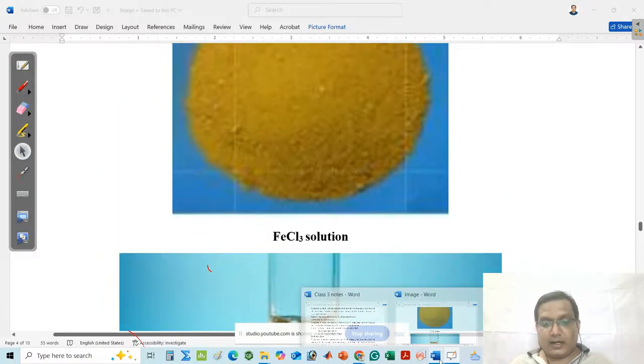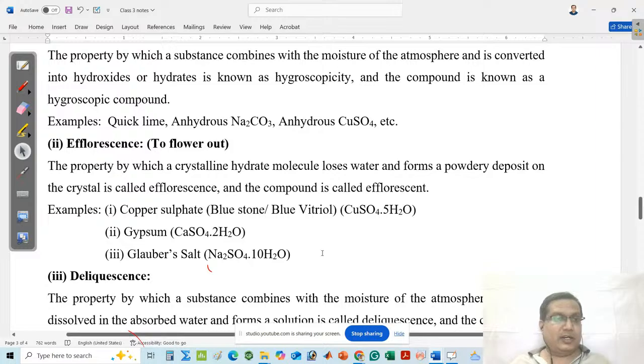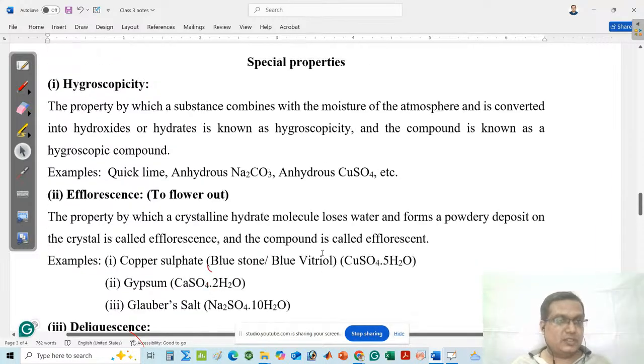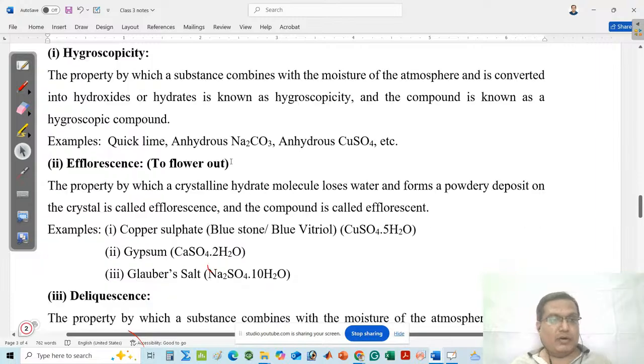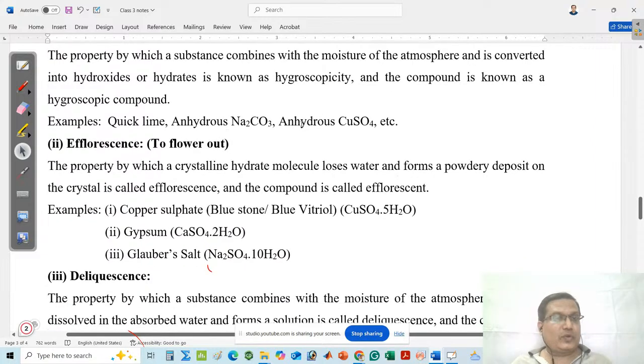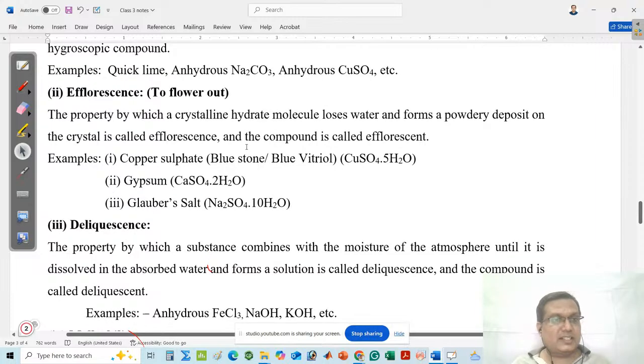These are the three important differences between hygroscopic substances, efflorescence, and deliquescence. I will conclude again. The property by which a substance combines with the moisture of the atmosphere and is converted into hydroxide or hydrate is known as hygroscopicity, and the compound is known as a hygroscopic compound. Examples are quicklime, anhydrous Na2CO3, anhydrous copper sulfate, etc.